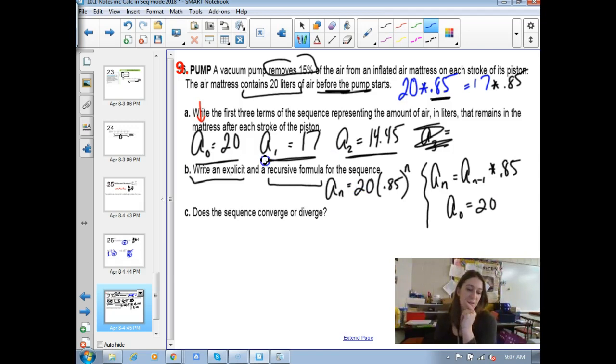And then to figure out whether it converges or diverges, if you looked at the graph, it does converge to 0. It approaches 0, which makes sense. Like, it's how much air is left in the air mattress. Well, at some point, there's going to be little to no air in the air mattress, so that makes a lot of sense. All right, there's your brief introduction to arithmetic and geometric sequences and series now, and using a lot of graphing calculator.